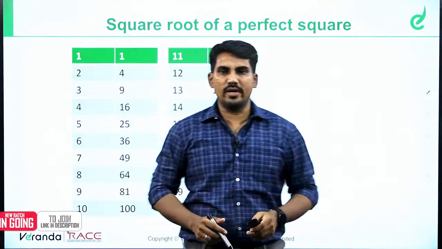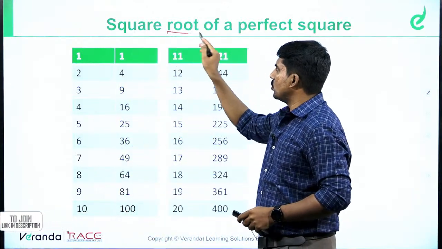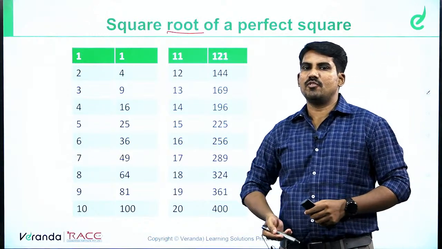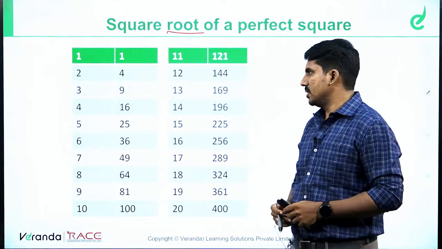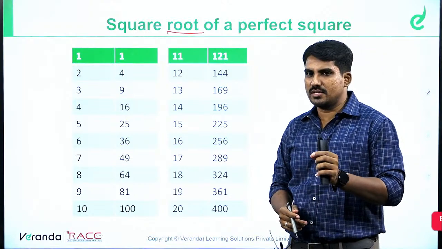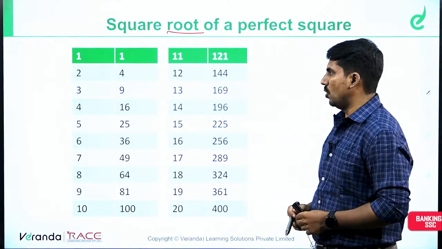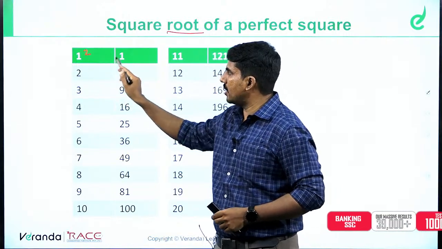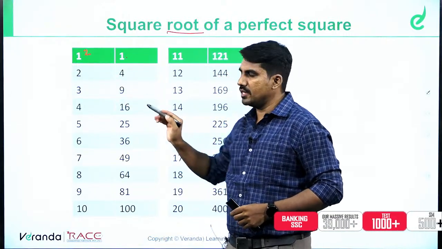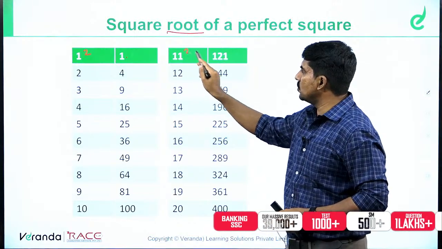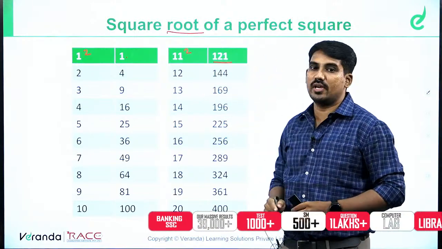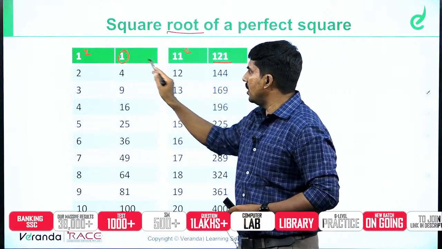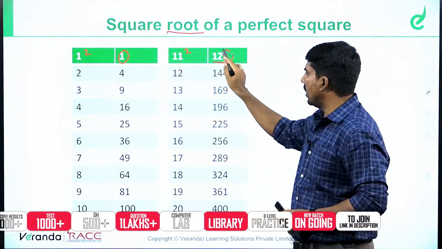Next, what we are going to do is the square root of a perfect square, right? For that, first, certain basic things we should know. Listen, 1 square is nothing but 1, right? 11 square is what? 121. So 1 square is 1, and 11 square is 121.